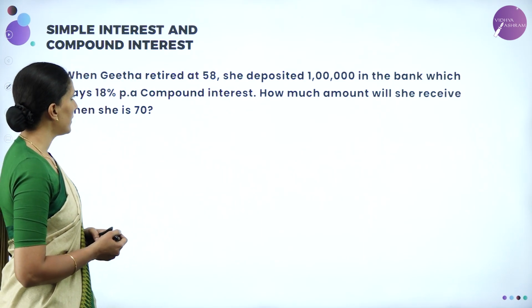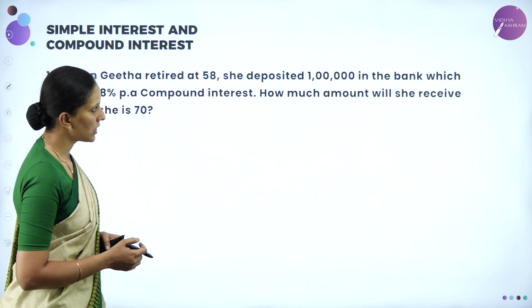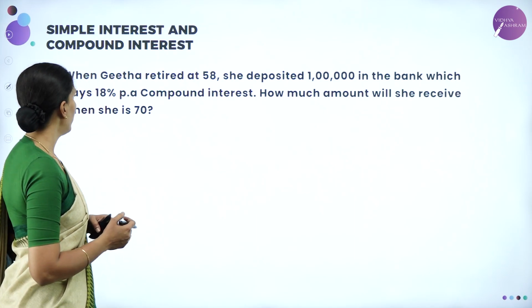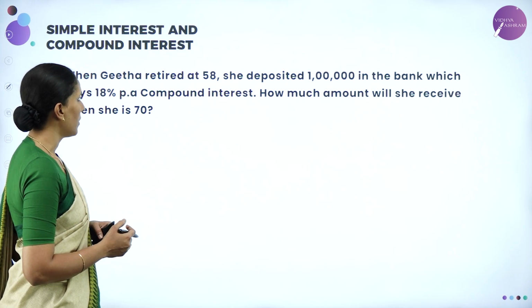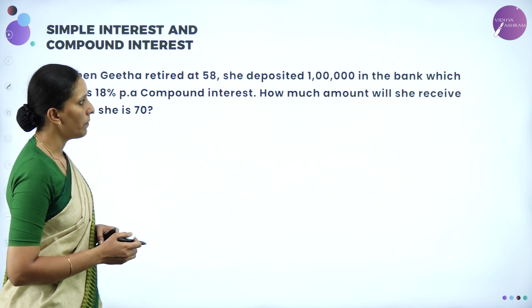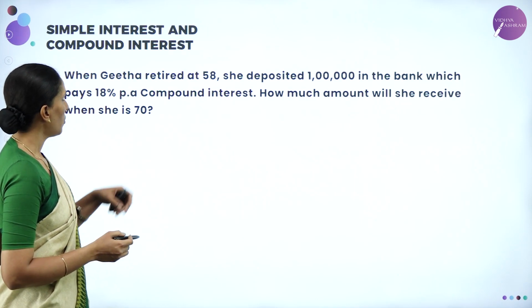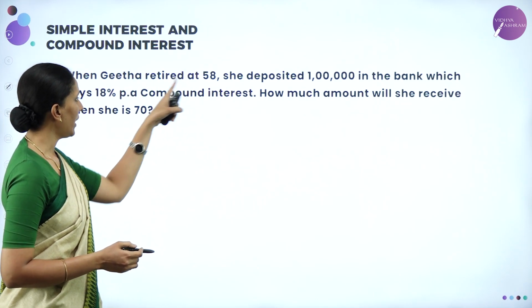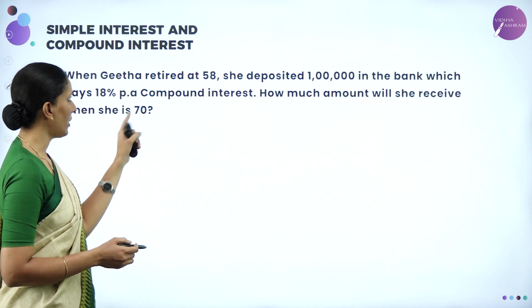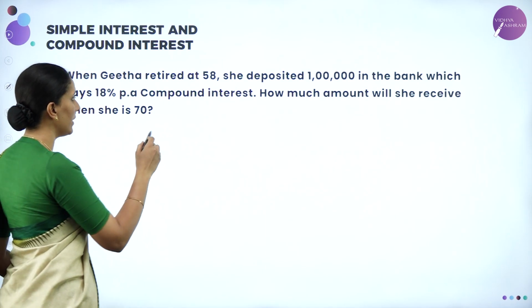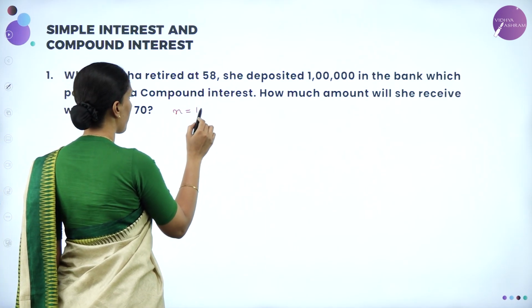When Geeta retired at 58, she deposited 1 lakh in the bank, which pays 18% per annum compound interest. How much amount will she receive when she is 70? She retired at 58 and the amount she will get is at 70. Therefore the time period N is equal to 12 years.